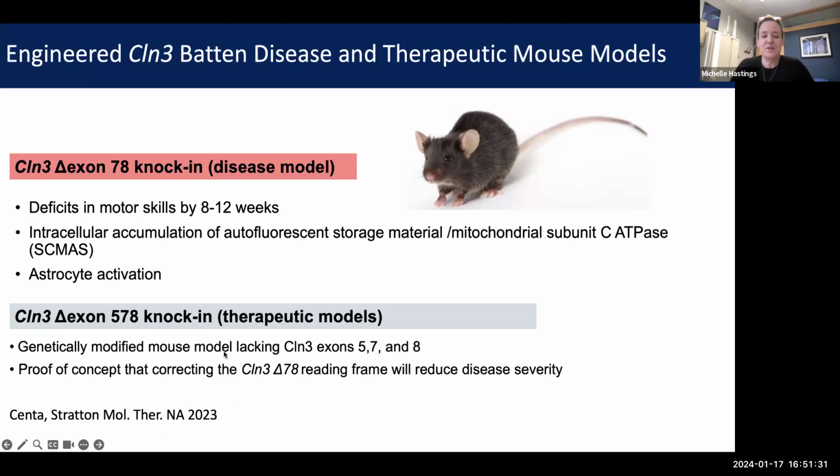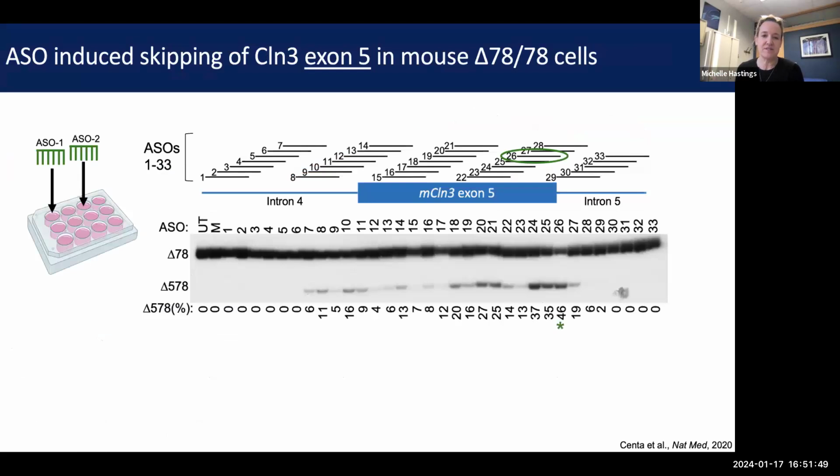And we showed that we did get therapeutic rescue in mice that only expressed this deleted exon 5, 7, and 8 compared to a mouse that had the human mutation. And so that was really good support for the fact that ASOs might have some therapeutic value. So we started screening ASOs.